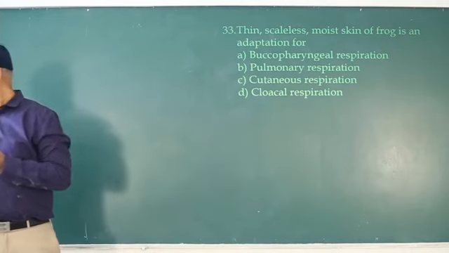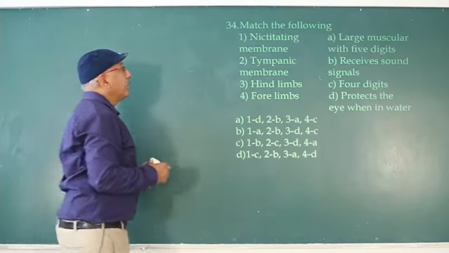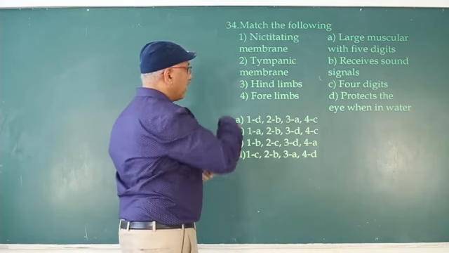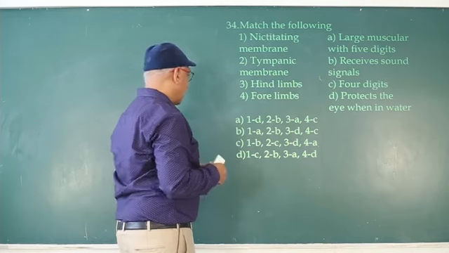Next question. Nictitating membrane protects the eye when in water. So option D.